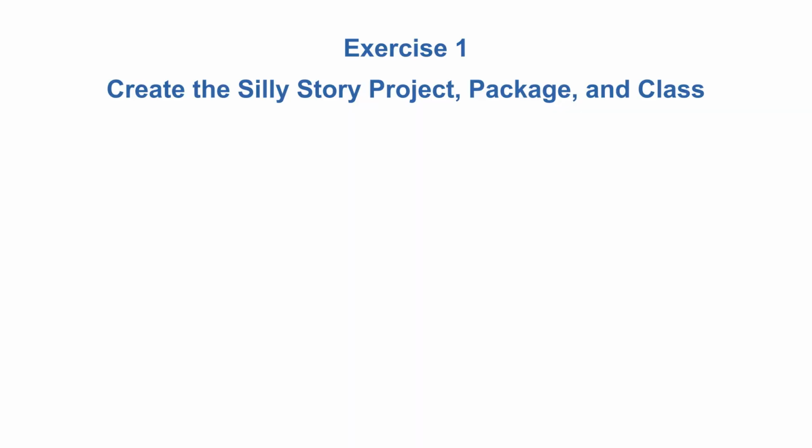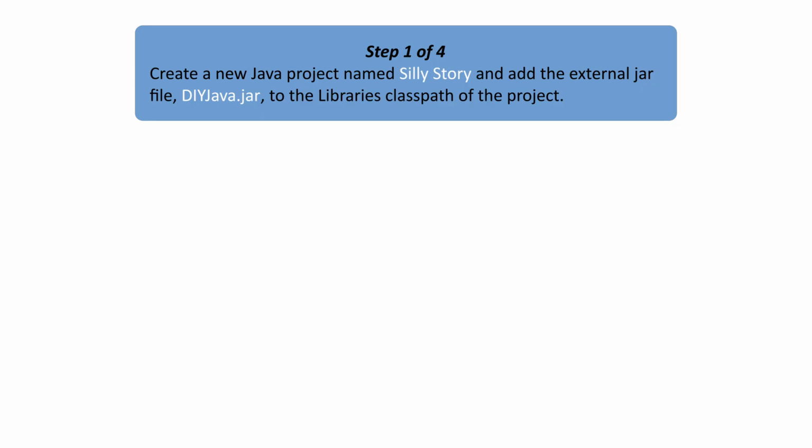Exercise 1. Create the Silly Story project, package, and class. Pause the video if you need more time in any of these exercises. If you want to see how I would complete any of the listings, please refer to the completed listings at the end of this video. First, create a new Java project named Silly Story and add the external jar file DIY Java jar to the library's class path of the project.